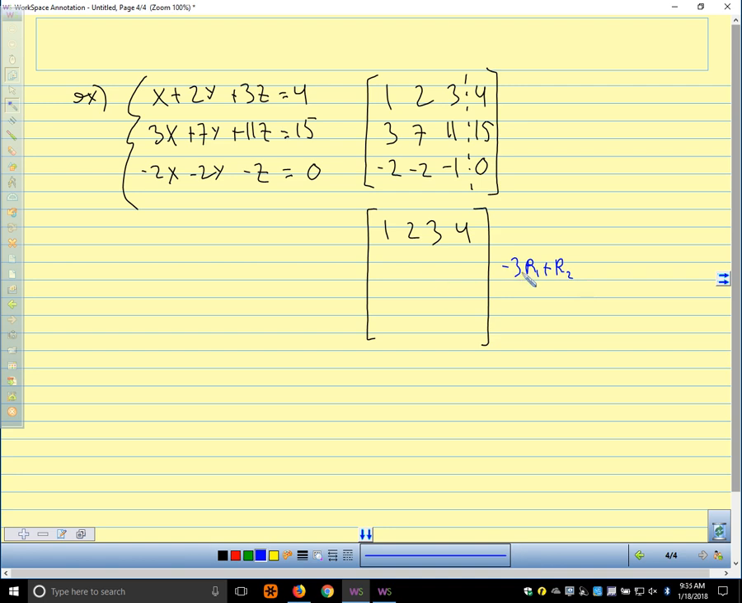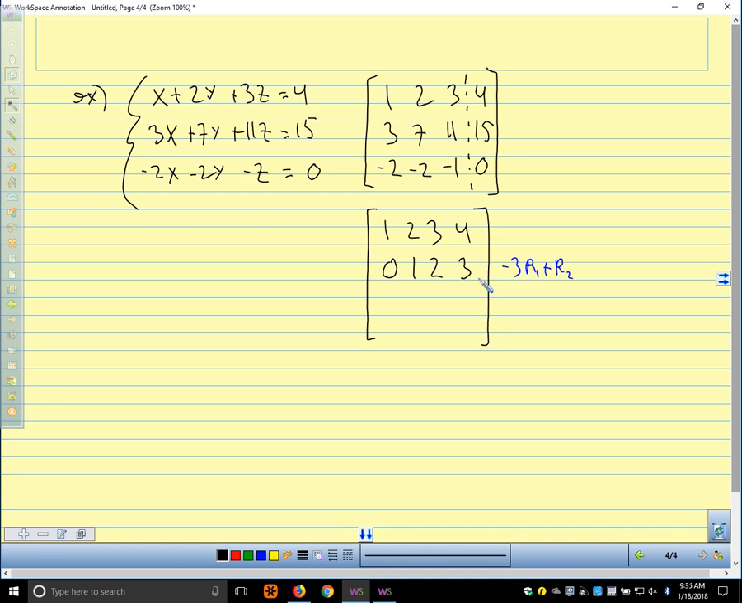So I do this operation, negative 3 plus 3, I get a 0 there. Please make sure I don't make an arithmetic error. Negative 6 plus 7 is 1. Negative 9 plus 11 is 2. Negative 12 plus 15 is 3. Did I do that right? Yeah. Okay. So that's our new second row.